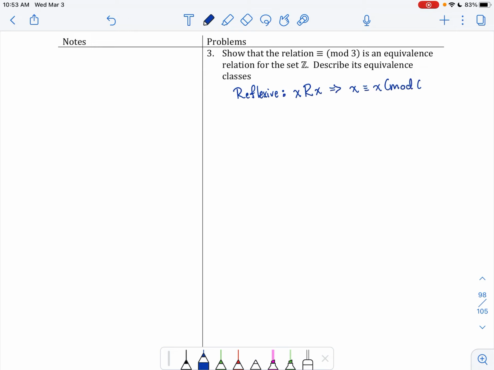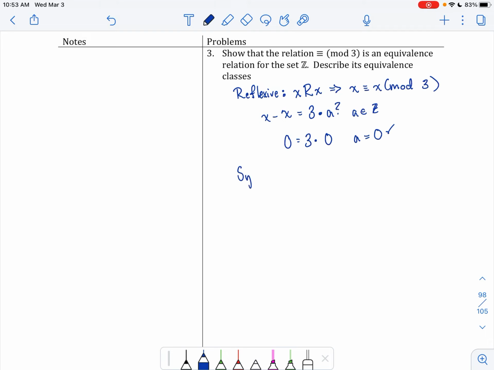And for these, I would just use the definition, that we're trying to show that this is equal to 3 times something, where a is an integer, right? This is what we want to show. Well, 0 is equal to 3 times 0, so a is equal to 0. Works for every x value.